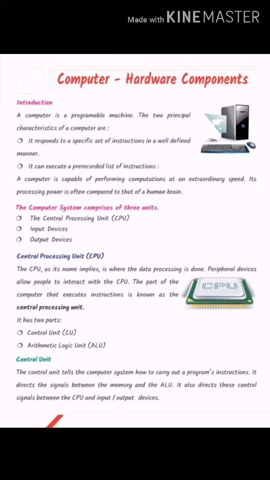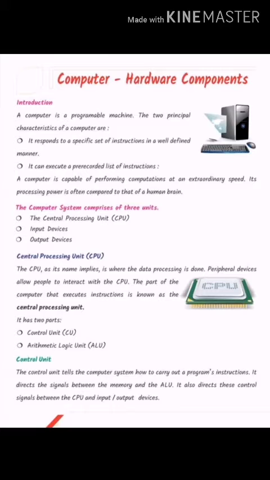A computer is capable of performing computations or calculations with an extraordinary speed and the highest accuracy. The processing power of a computer is often compared with a human brain that is very fast.